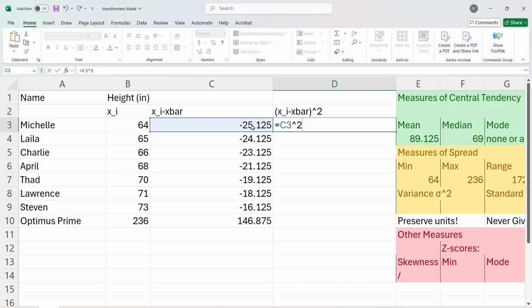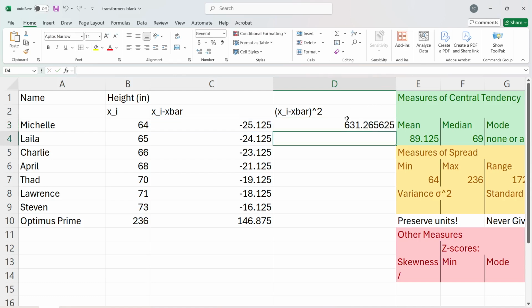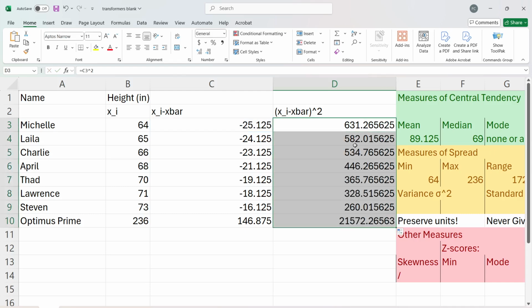Just raise it to the power of 2. There's a 631. That's not a small number, and let's drag that down. These numbers get as large as 21,000. So I can tell right away that the variance is going to be a very large number. I'm going to add up all of these, and then I'm going to divide by n minus 1, which in this case is 7. But hang on.